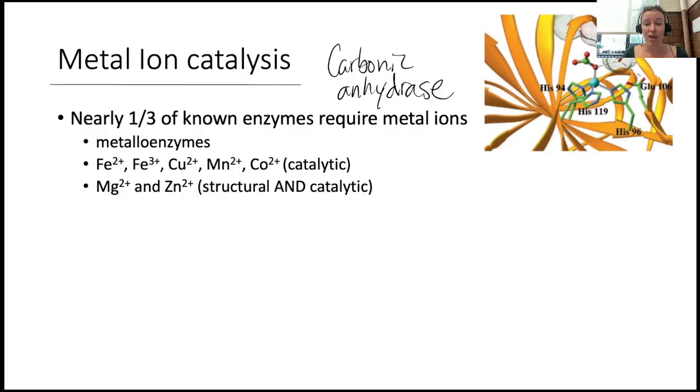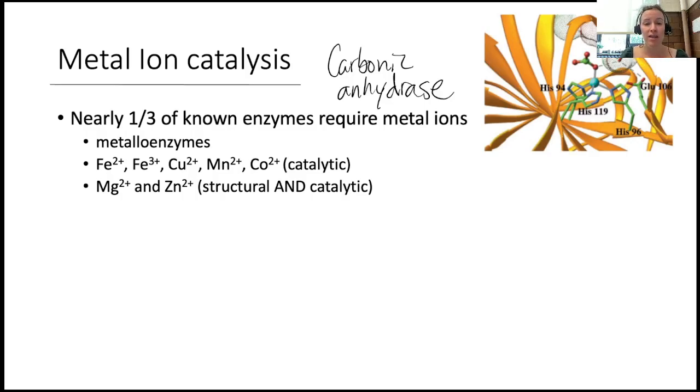Nearly a third of all known enzymes require metal ions, so it's good for us to see an example of this today. A wide variety of metals can be used to perform catalysis. Iron in its oxidized or reduced states is going to be what we see in the future. Today we're going to be using zinc, but into the future we'll see iron as the most common example.